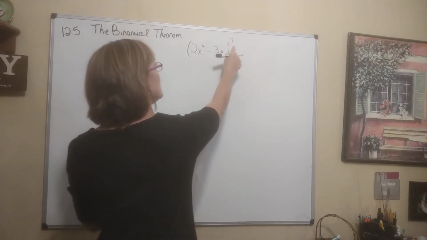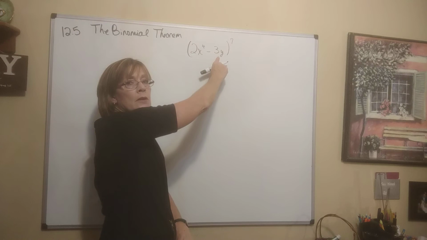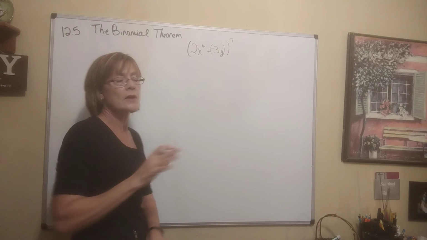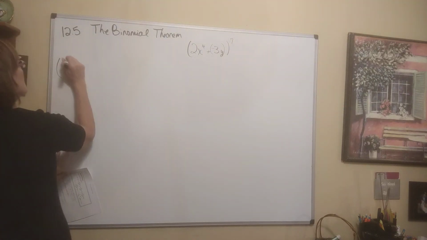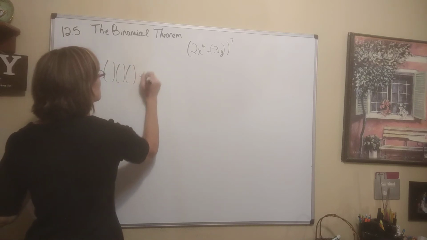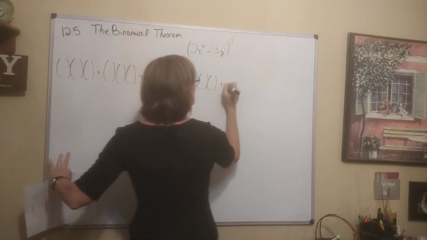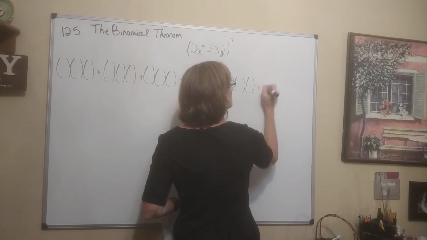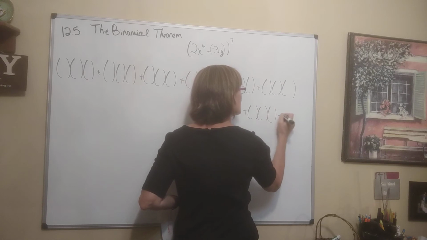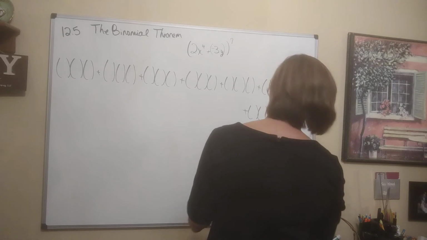Okay, so how many terms are we going to have? 8. One more than that power. I'm going to tack that negative in there with the 3. I'm going to think of this as plus negative 3y. So those are my two terms. So here's my plan. 1, 2, 3, 4, 5, 6, 7, and 8. All right, what goes in the first thing is the coefficient.